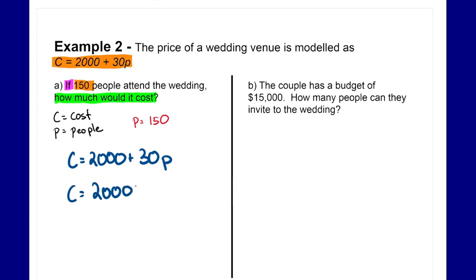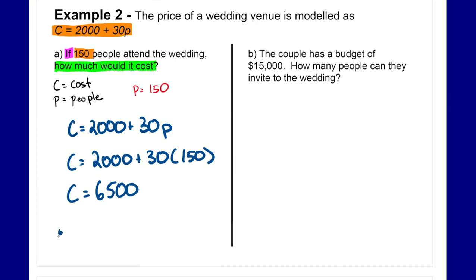C equals 2000 plus 30 times 150. Oh, look, the only variable I'm left with is C, which is cost. That's what I'm looking for. I can actually solve this equation now. I don't need to rearrange anything. So I just need to calculate 30 times 150 plus 2000, and I get the cost equals 6,500. So therefore, for 150 people, it would cost $6,500.